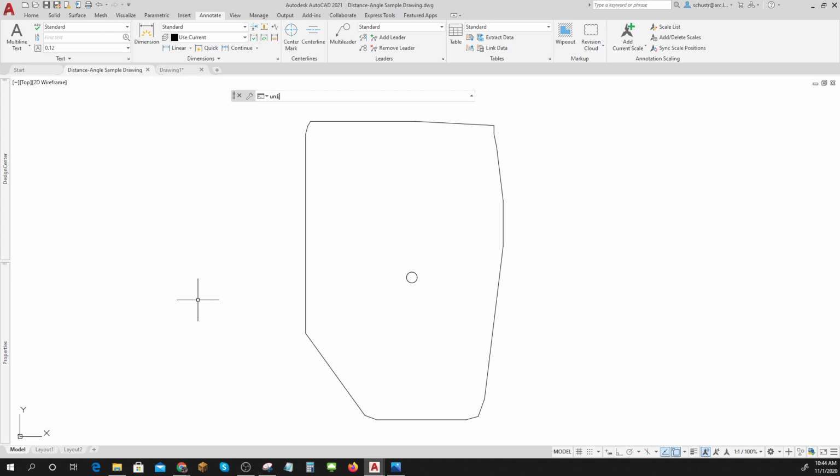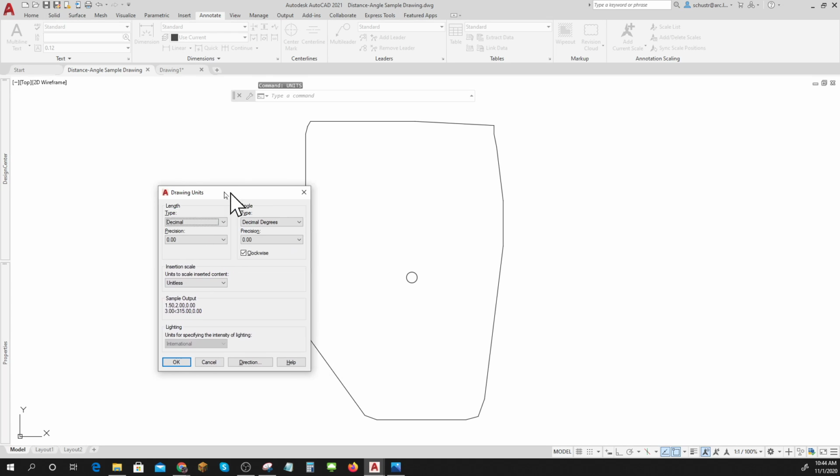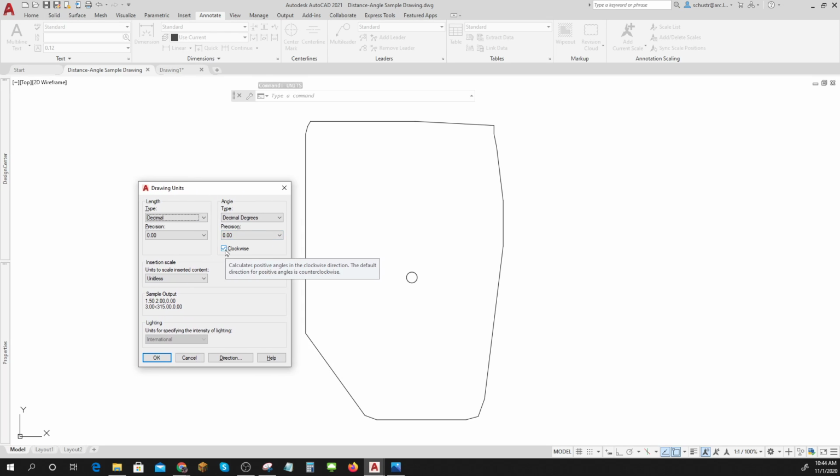The next thing is I need to have my units set. And you can see here that I've got this clockwise button checked because I know that my instrument was reading in a clockwise direction, so that angles are measured clockwise. And I have 2 decimals of precision for degrees, and the same with my length, because that's all we're doing.